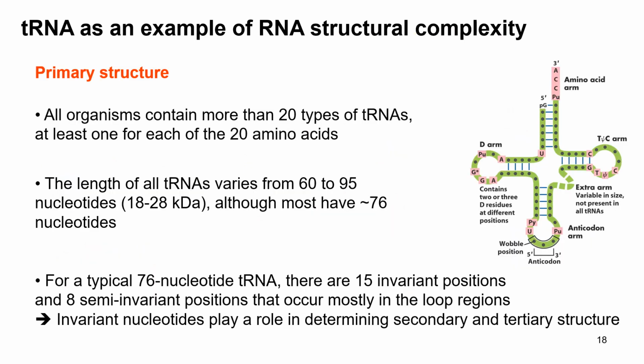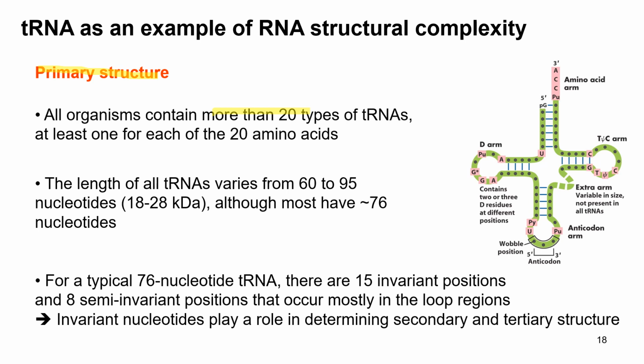Let's look at the transfer RNA or tRNA, which provides a good example of how the different levels of structural organization allow it to carry out its function during translation. At the level of primary structure, we are interested to look at the sequence of nucleotides on the tRNA strand. As there are more than 20 different tRNAs, at least one for each of the 20 amino acids, they have different sequences with some variability in their length.